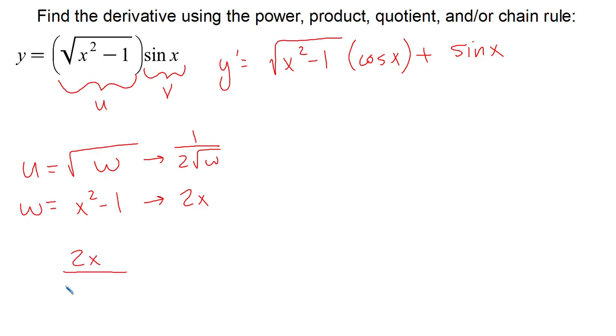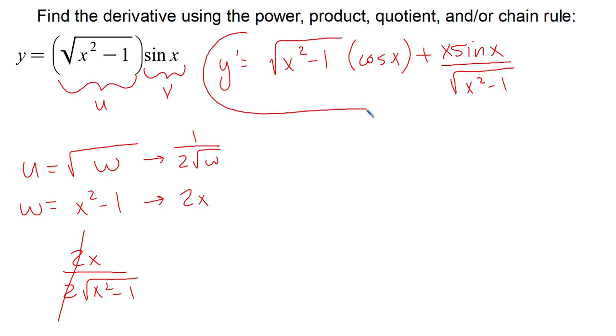So 2x over 2 root x squared minus 1. We'll see that the 2's cancel, so that just gives us x over root x squared minus 1. And I'll just put the x there, and the root x squared minus 1 there. And since I don't really care about radicals and denominators, I don't really need you to do anything else with that. That's a perfectly good answer.